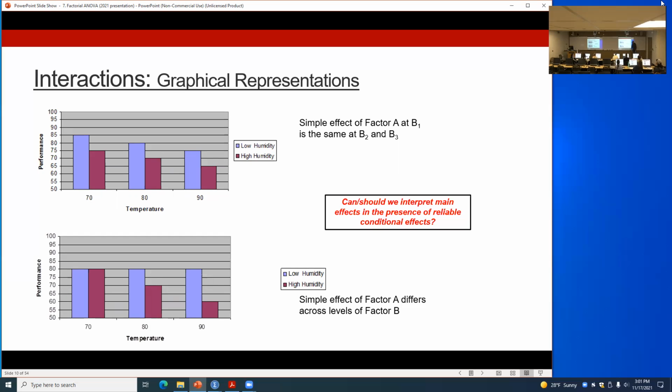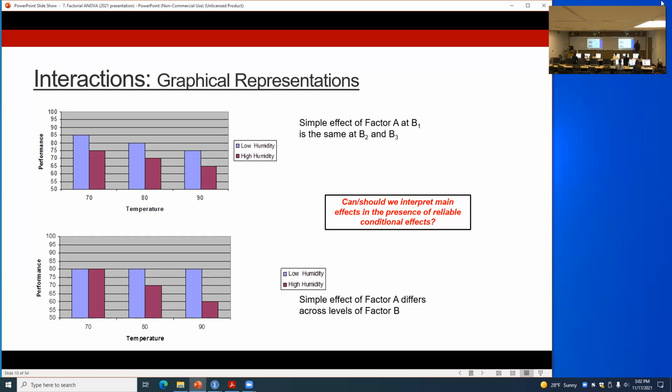Here, in this example, the effect of temperature on performance varies so greatly across these two things. So in general, you will hear that the general rule is, in the presence of an interaction, you do not interpret your main effects, right? Because they're no longer main effects, they're conditional effects. Conditional is just another term. Conditional means it depends on.